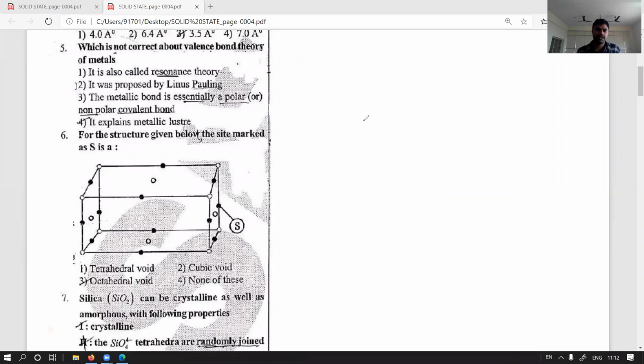Okay, listen dear students, VBT theory. VBT, valence bond theory. Regarding that VBT theory, which is not a correct statement? It is very clear: it does not explain the metallic luster. This VBT theory is based on resonance. They proposed a resonance concept.